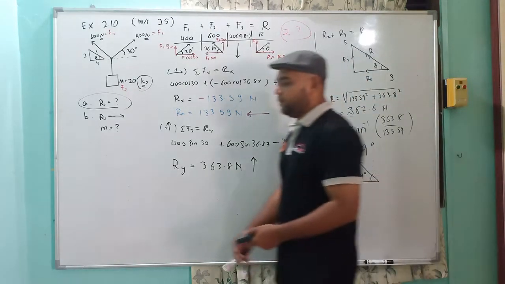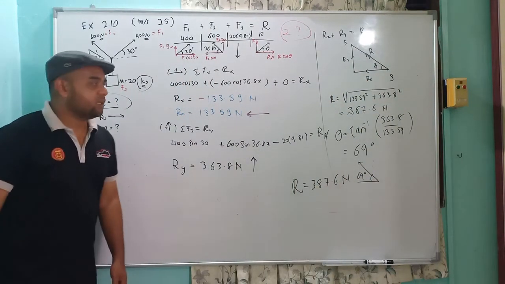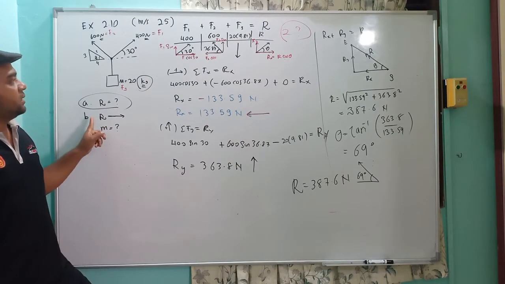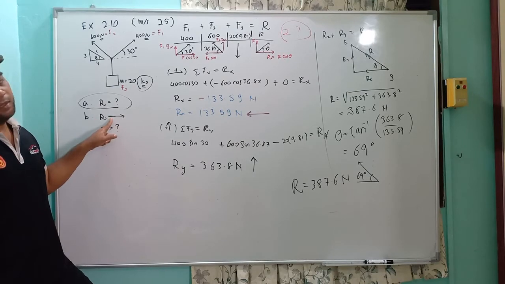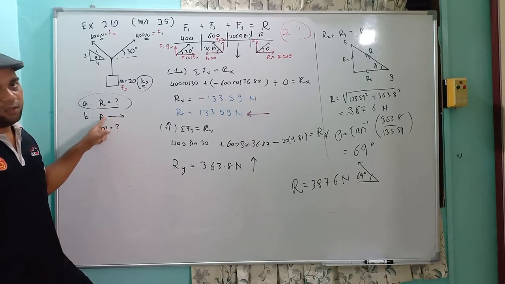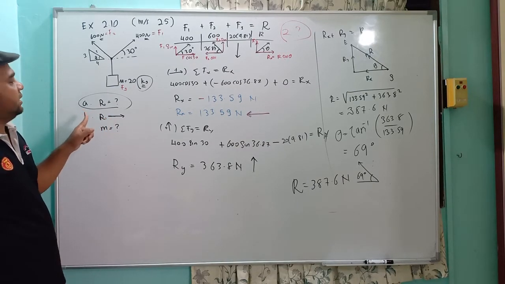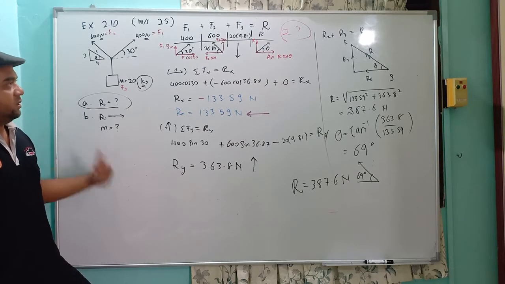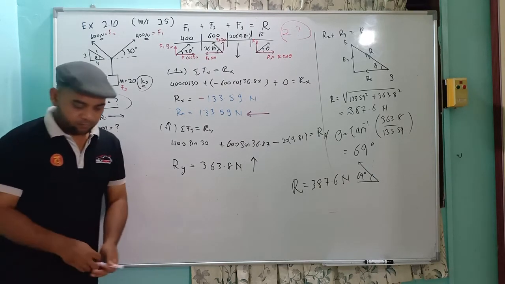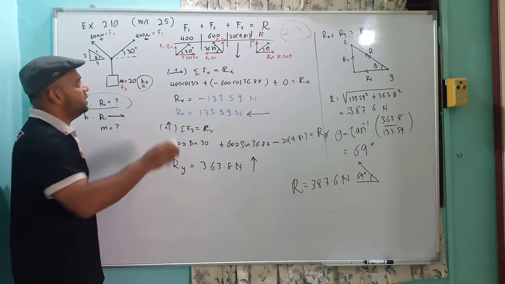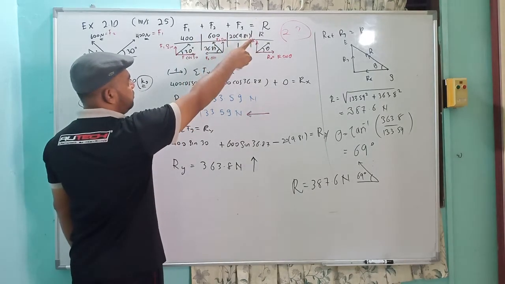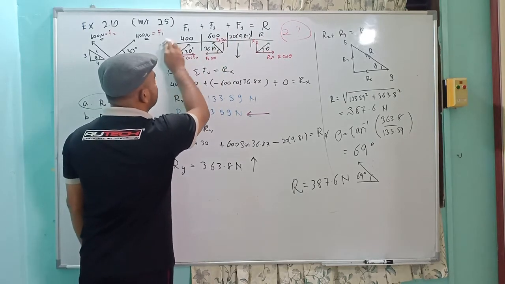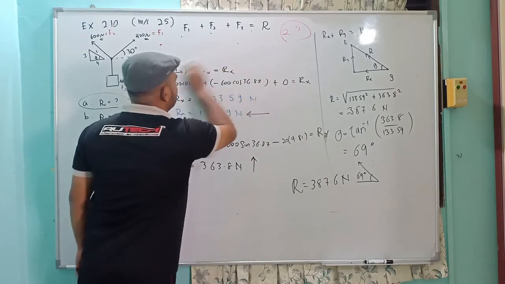Okay, for the second one, calculate what is the value of M so that the resultant force here is horizontal. It's still not stated to you which direction, but horizontal. Okay. So our equation, I will change this one. F1 plus F2 plus F3 equal to R. So I will change this whole thing here.